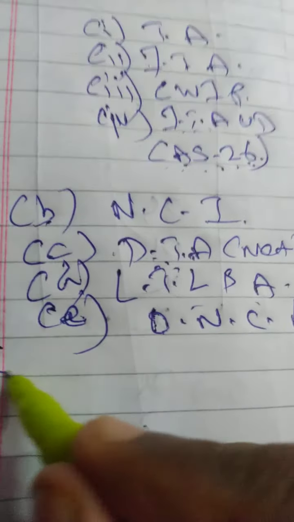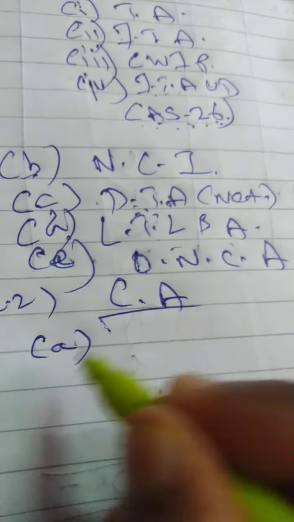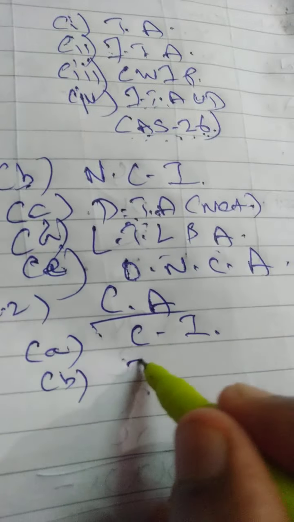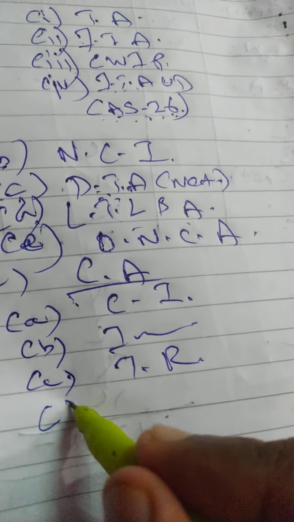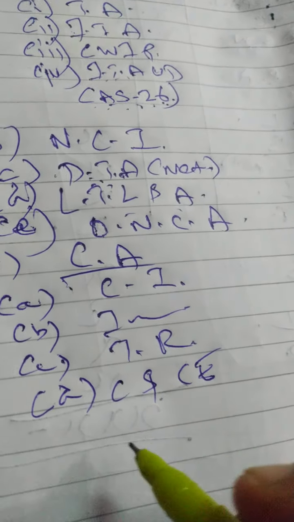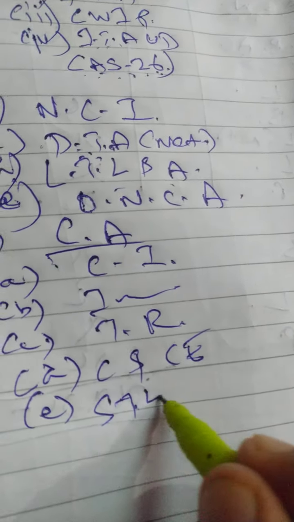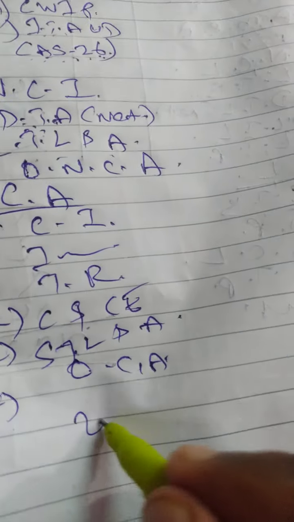Then come to 2. 2 is current assets. Under that, point A, current investments. Point B, inventory. Point C, trade receivables. Point D, cash and cash equivalents. Point E, short term loans and advances. Point F, other current assets. Then total.